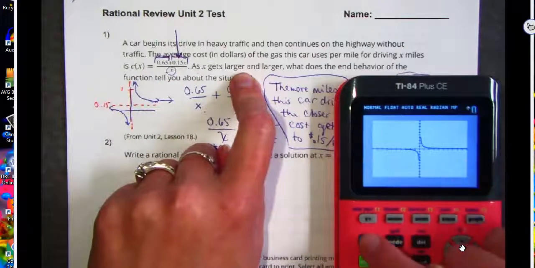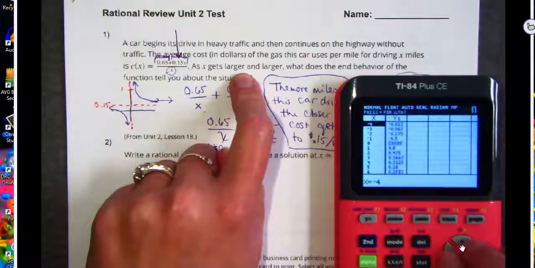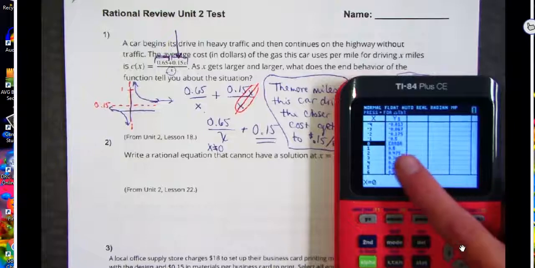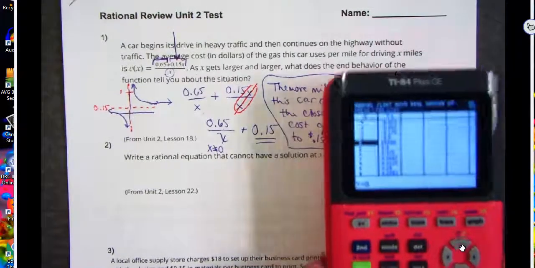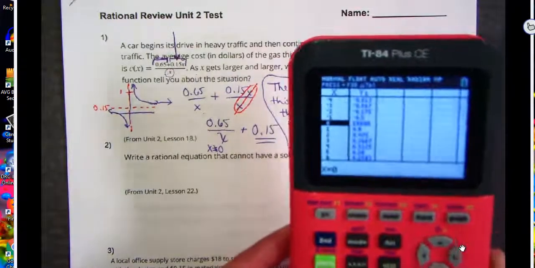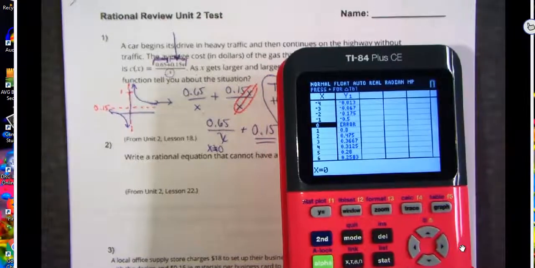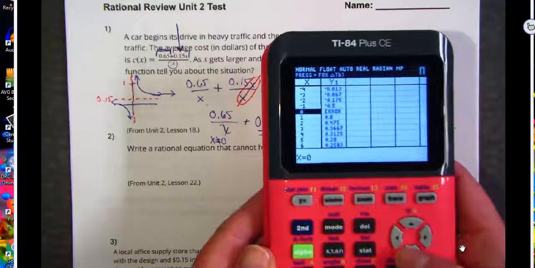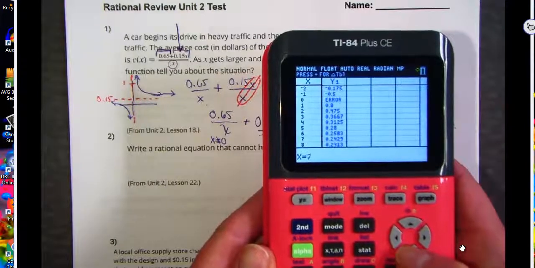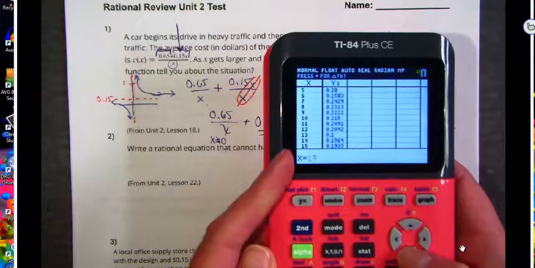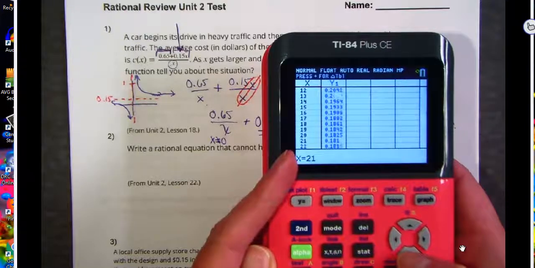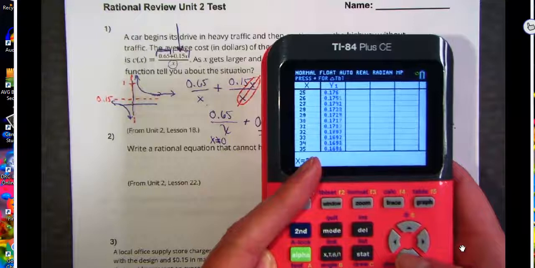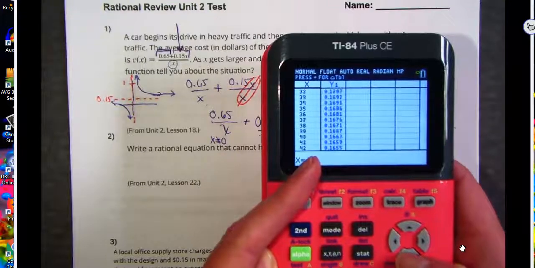So if I look at my table of values, maybe that's a good place for me to look at. First of all, I see that error happening at 0 that I was expecting. And as I go farther and farther to bigger and bigger x's, I see this number going down, down, down, down, down. It's getting to a small decimal. It's getting smaller and smaller.